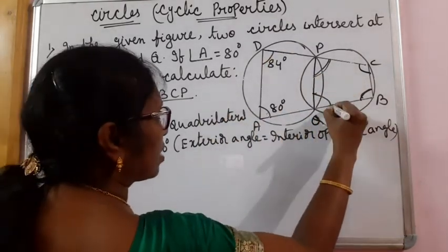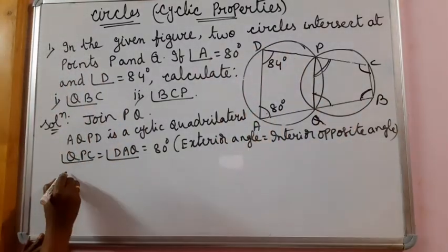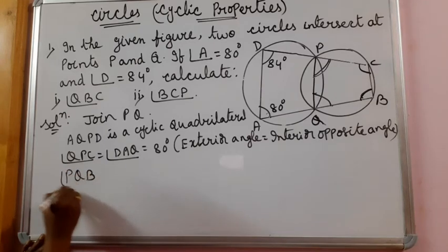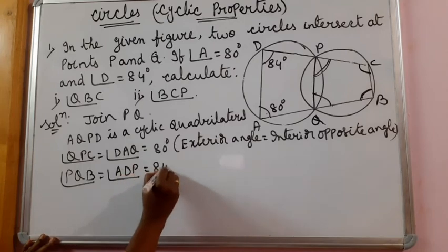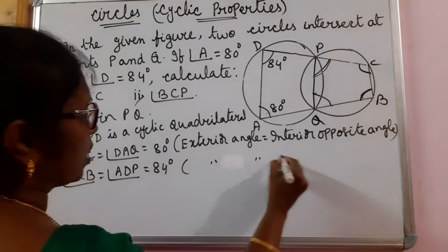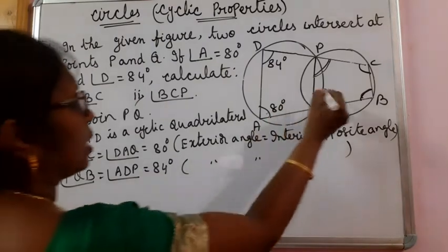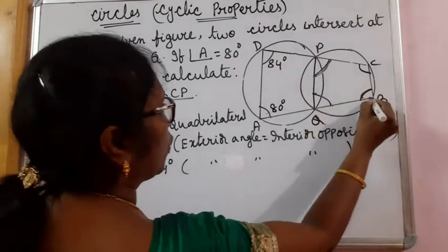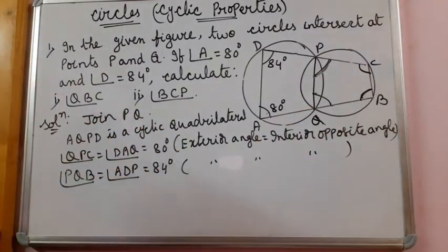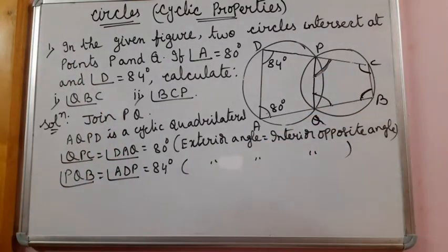This is also an exterior angle. For this exterior angle, angle D is the interior opposite angle. So we can write angle PQB is also equal to angle ADP, that is 84 degrees, because of the same reason. So now we got this one 80 degrees, this is 84 degrees, and we know that QBCP is also a cyclic quadrilateral. So in a cyclic quadrilateral, opposite angles are supplementary.